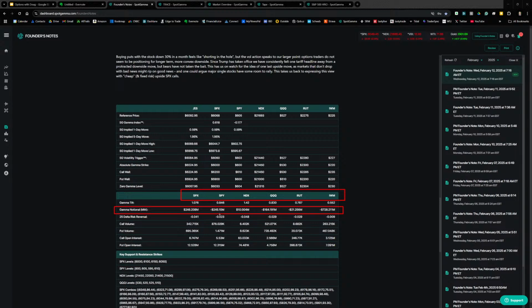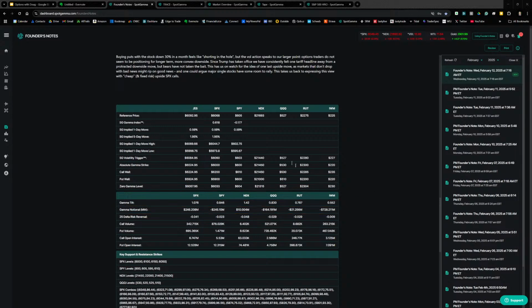The thing to remember about gamma is this gives us a sense of volatility for the day. In positive gamma, we expect lower volatility, market makers trading against price. And in negative gamma, we expect higher volatility with market makers trading with price. So again, gamma notional shifted higher for the S&P 500 and shifted lower for the NASDAQ and Russell 2000.